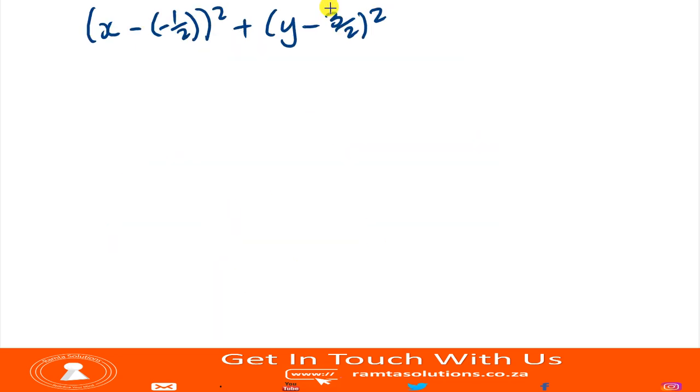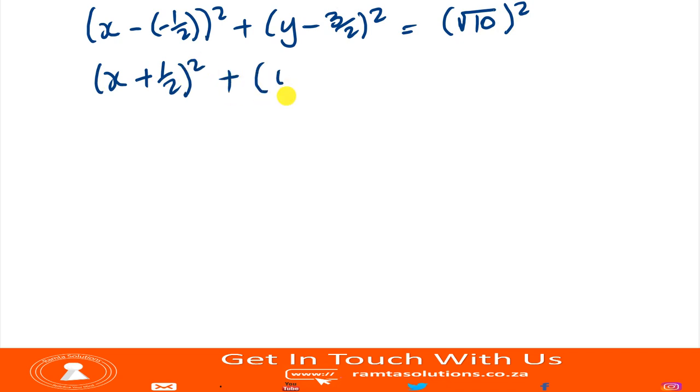Okay, so r is square root of 10, so it is square root of 10 all squared, isn't it? So this is x plus half all square plus open y minus 3 over 2 close all square equals square root of 10 squared, which is 10. So this is the equation of your circle. Okay, perfect. Now, going to example Roman figure 3.